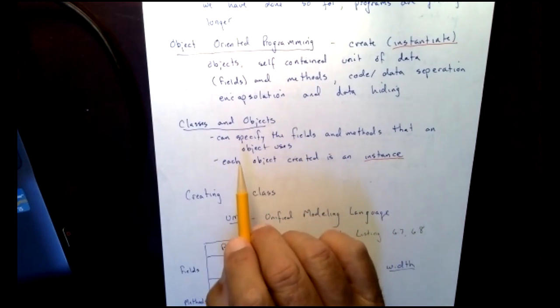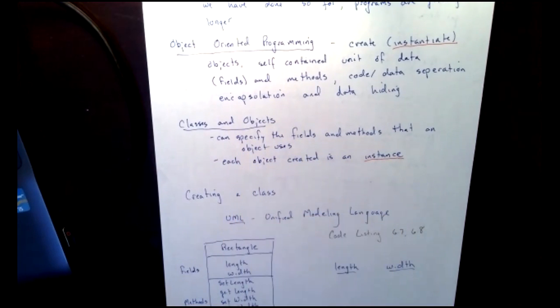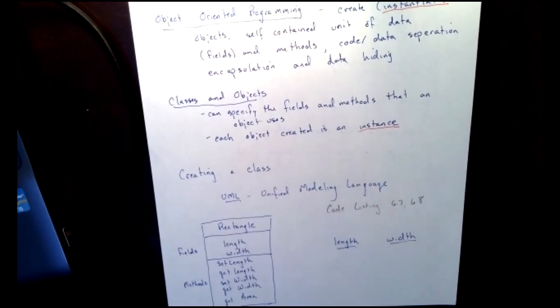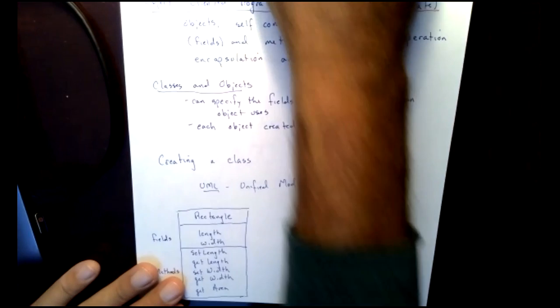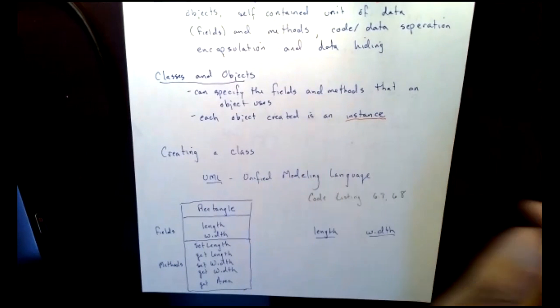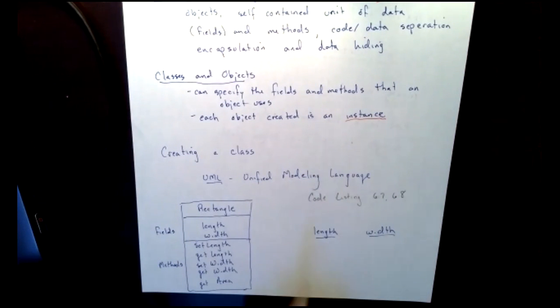All right, class now. We can specify the fields and methods, and when we do it, each object is an instance. So when you did your third code listing, you had several objects. You had like living room and dining room, and they were all unique. All right, that's a quick overview. Let's start to get into some of the pieces. All right, when I'm getting a class ready, I'm going to create something called a UML chart.